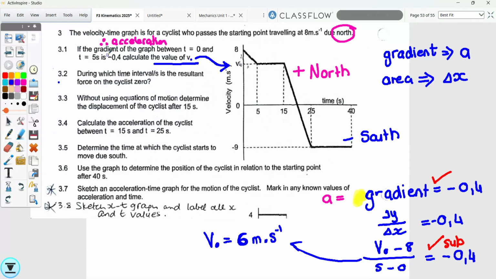All right, then. During which intervals is the resultant force on the cyclist 0? You would not get a question like this in next week's test because it's on Newton, but you actually did it in Form 2, where we said if the acceleration is 0, then there's no resultant force because the object is stationary or moving at a constant velocity. Can you remember that from Form 2? So it will be everywhere where the line is flat. So it will be in that part there and that part there.